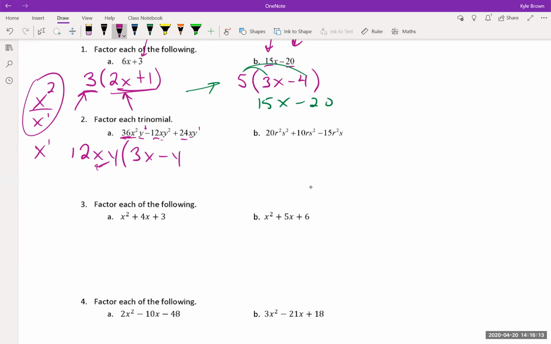Okay, moving on to the next one. So 24 divided by the 12 was 2, and a positive 2. And then the x and the y are both gone, so that's it. So that would be my factored form. So there's a factor and there's a factor. Those things are being multiplied together.